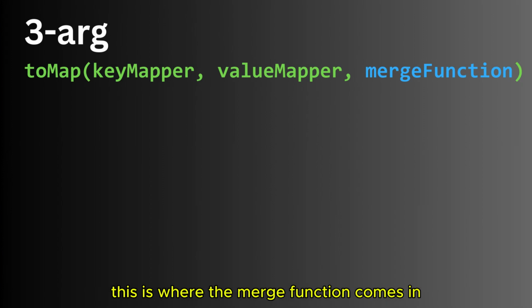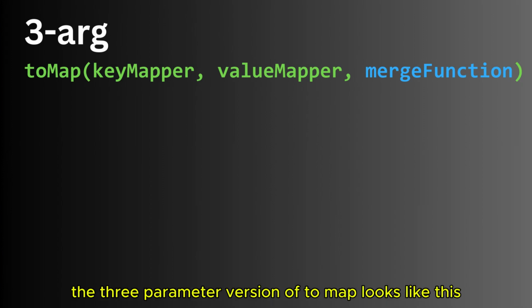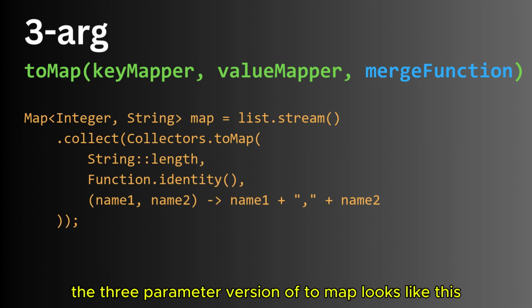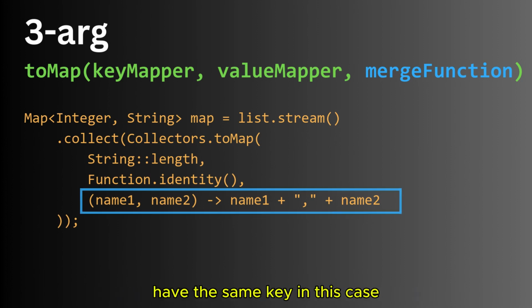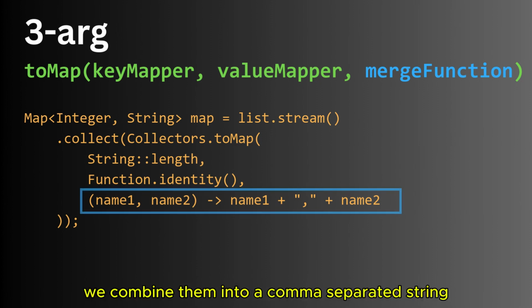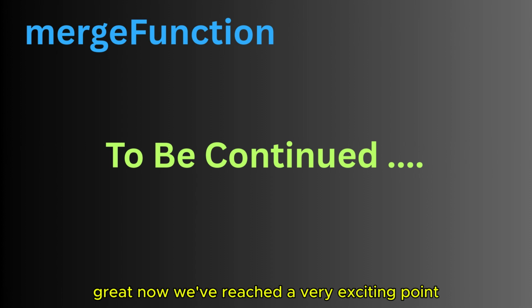This is where the merge function comes in. The 3-parameter version of toMap looks like this. The merge function is called when two values have the same key. In this case, instead of crashing, we combine them into a comma-separated string. Great, now we've reached a very exciting point, the merge function.